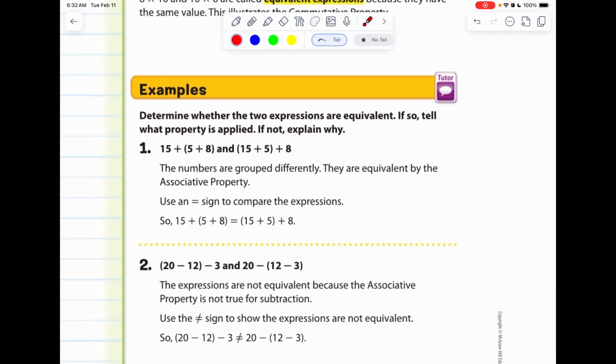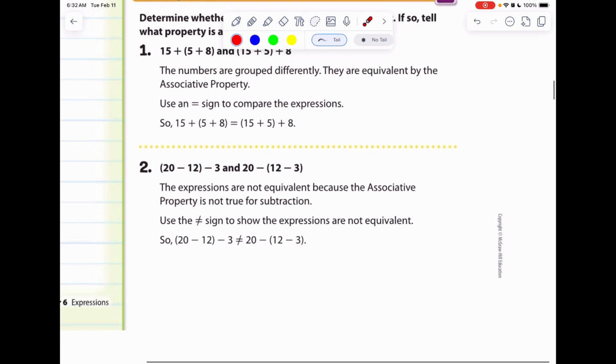Determine whether the two expressions are equivalent. If so, tell what property is applied. If not, explain why. So we have 15 + (5 + 8) and (15 + 5) + 8. It's all addition, so I'm not even going to add. Same numbers, all addition. The order they're added does not matter. These expressions are equivalent and they used grouping, right? So that is associative property.